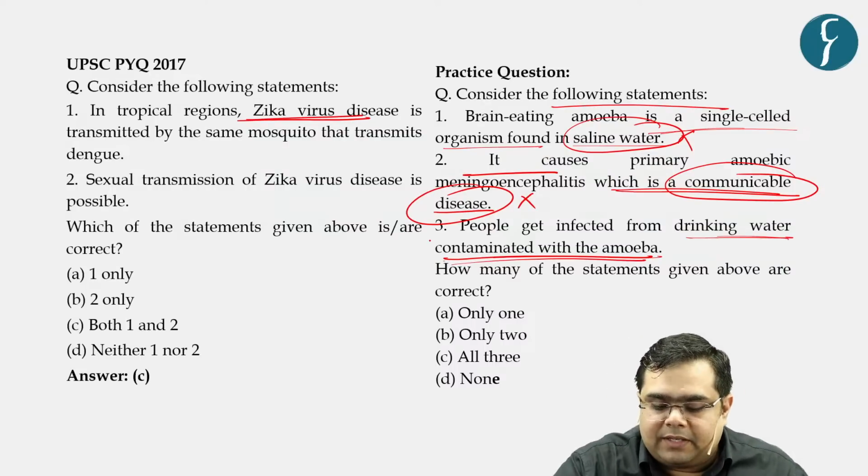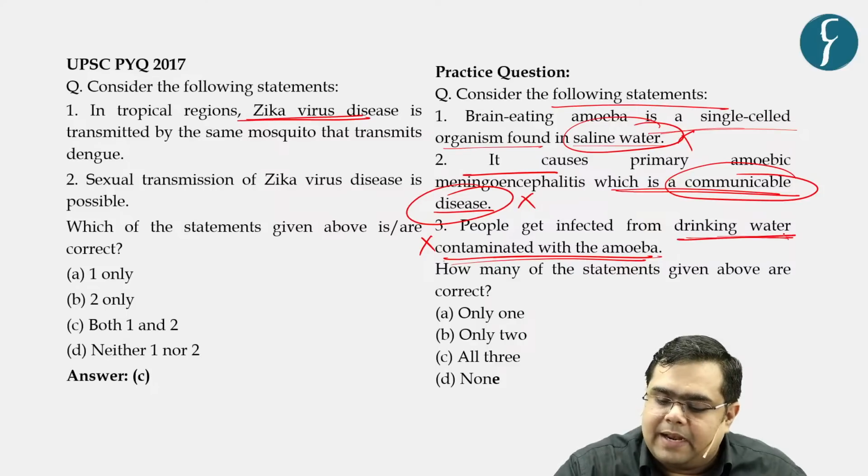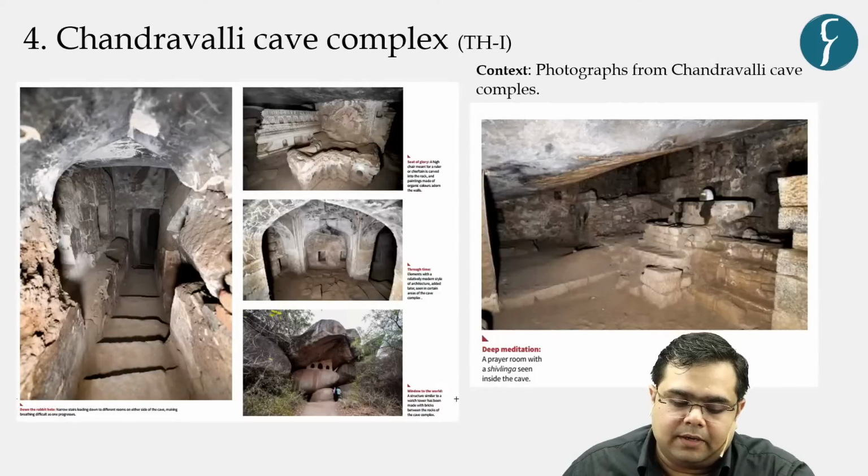So how many of the statements are incorrect? Again, this is incorrect because we cannot get infected by drinking that water. So the right answer is D, that is none.